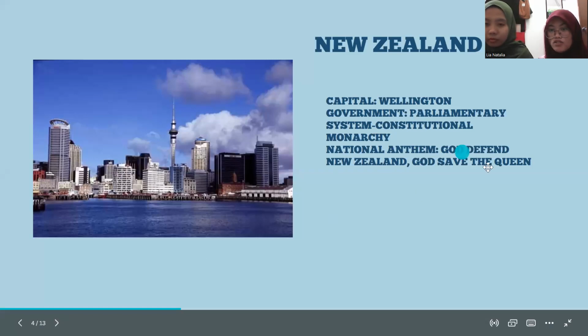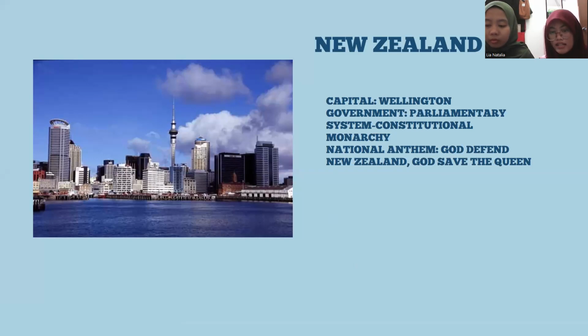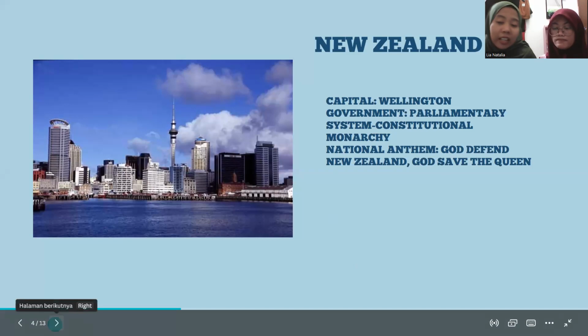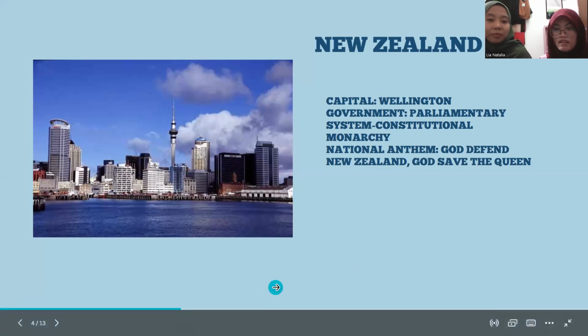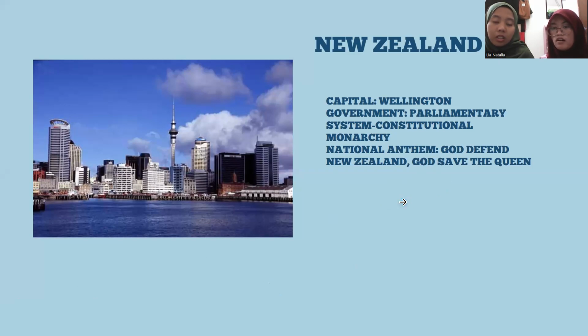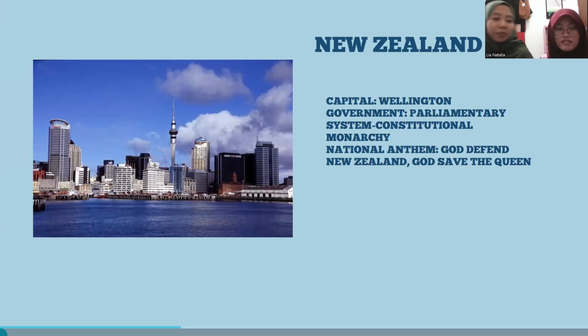The next is New Zealand. The capital of New Zealand is Wellington. The government is a parliamentary system, constitutional monarchy, and the national anthem is God Defend New Zealand and God Save the Queen. Why does New Zealand have two national anthems? Because New Zealand is part of the Commonwealth from England. And God Save the Queen is the same national anthem as England's.